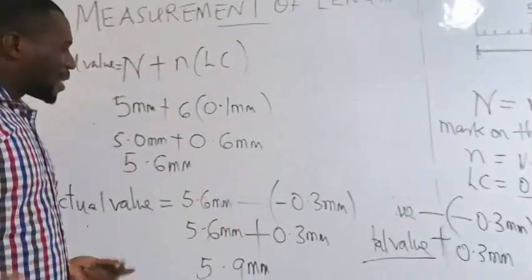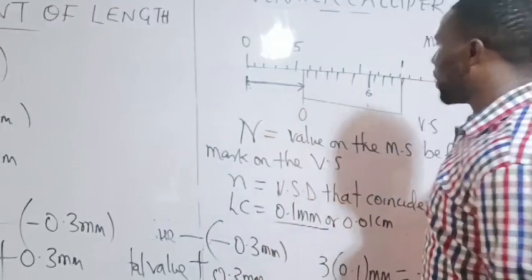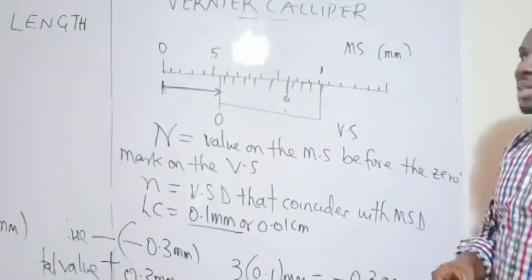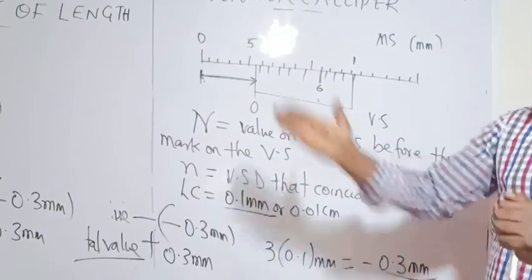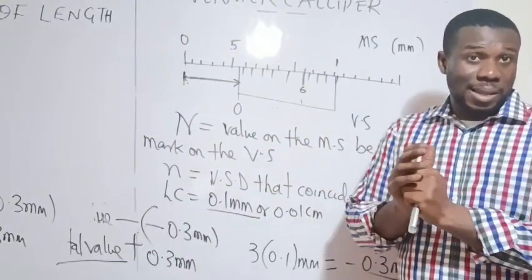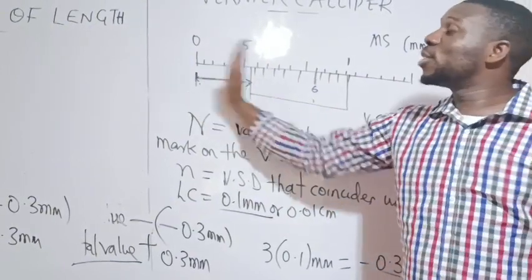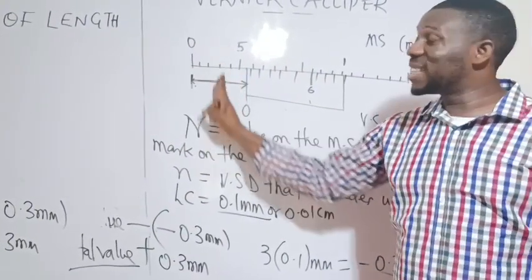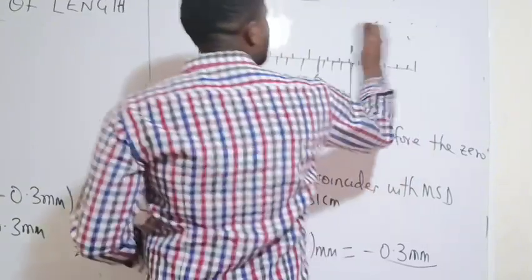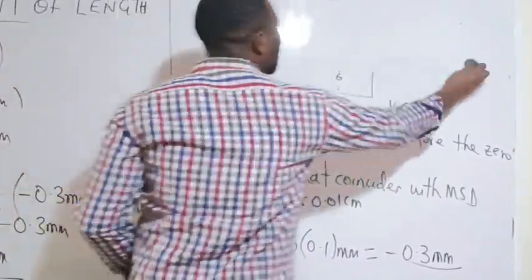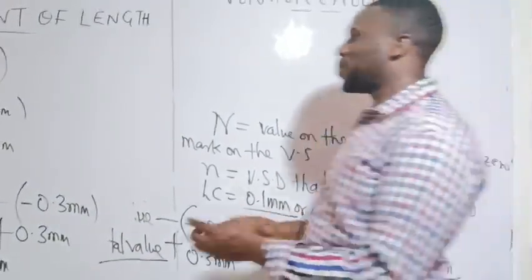Now, what if it was a positive zero error? Let's say in that case, when we closed just A and B touched each other, there was no object in between, and the same goes with just C and D. But we found out that the zero on the Vernier scale is to the right of the zero on the main scale, even when we hadn't any object in between A and B or C and D on the Vernier. Let's say we figured out that it was the 8th mark on the Vernier that merged with the main scale division. So what do we simply do?